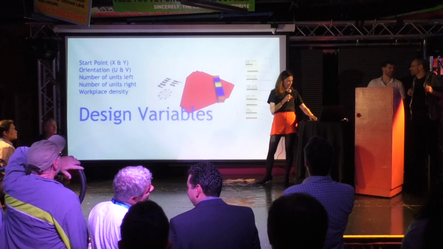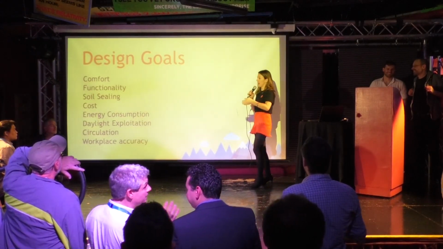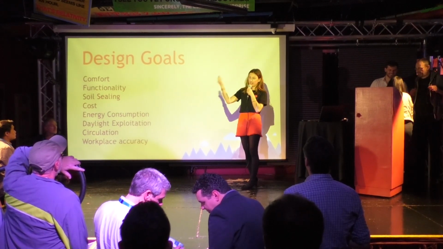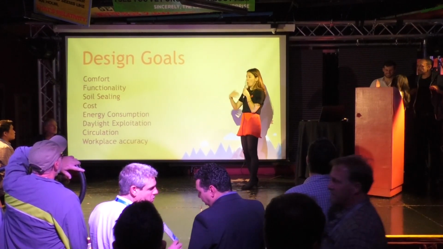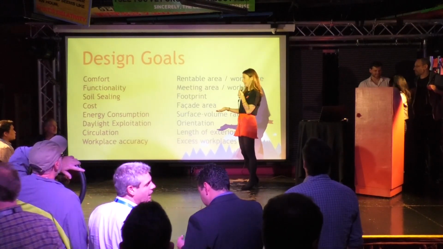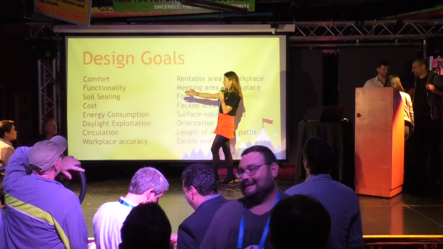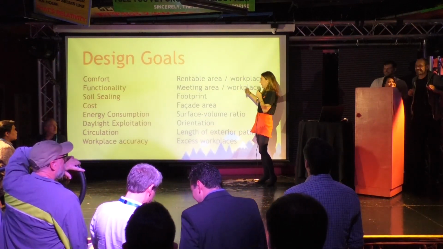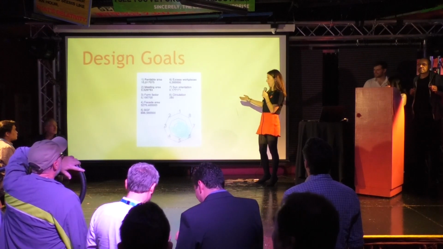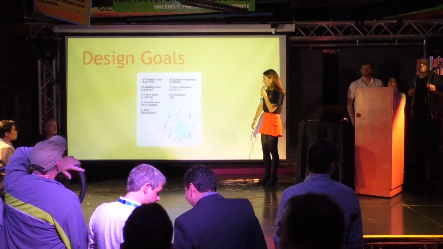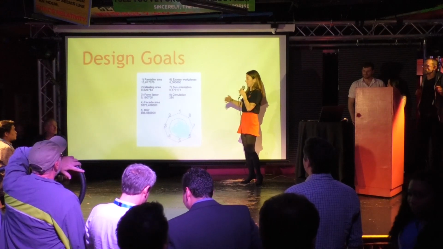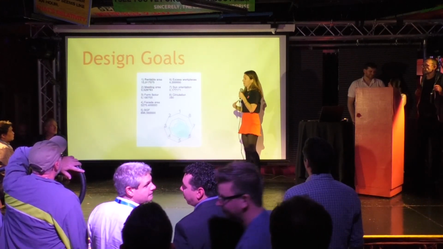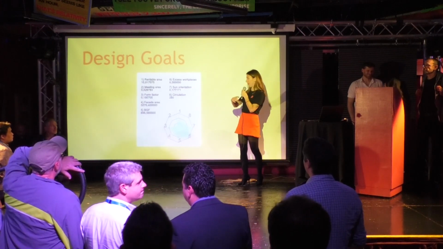Once we had the parameters defined, you need to define the other side of the parametric model. What do you actually want to achieve with your design? Once you've found the design goals, you need to pair them with indicators that are actually calculable and measurable, so that you can compare the designs against each other on an objective number level to figure out which perform better than others.